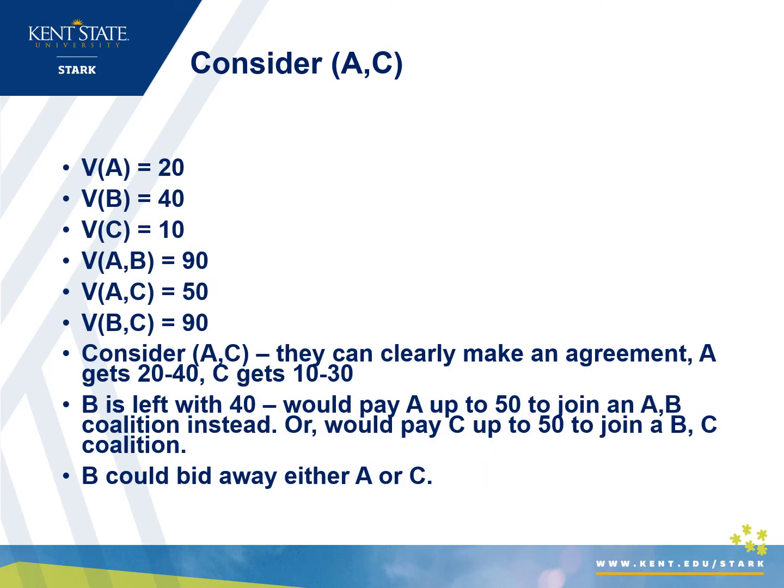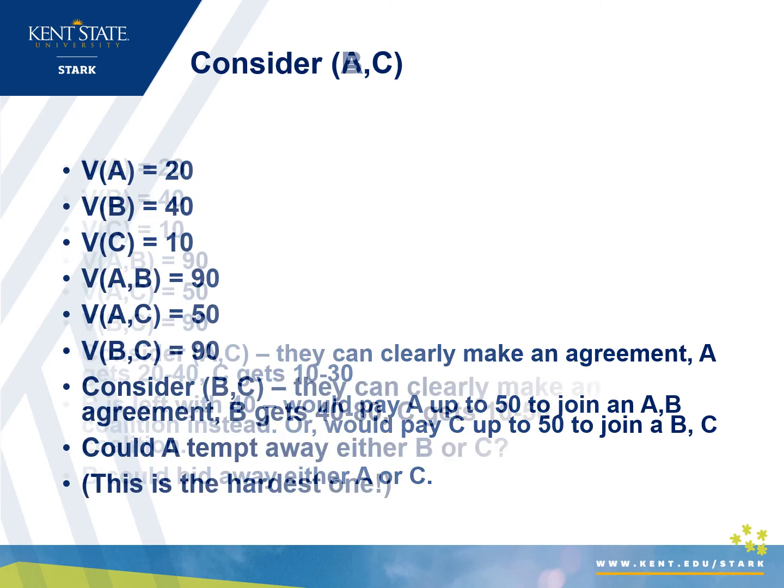This slide is just summing up the logic that we just went through on the previous slide, pointing out that B would be willing to pay A up to 50 to join an AB coalition, or would pay C up to 50 to join a BC coalition. And both of these numbers would be more than A can get or than C can get from the AC coalition. So B would bid either one of them away.